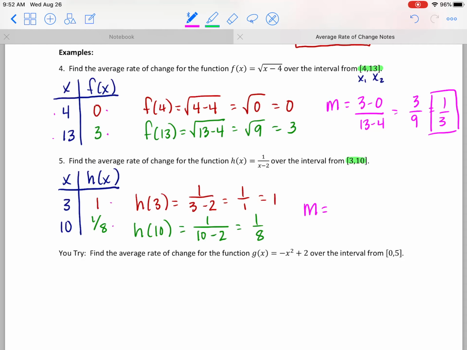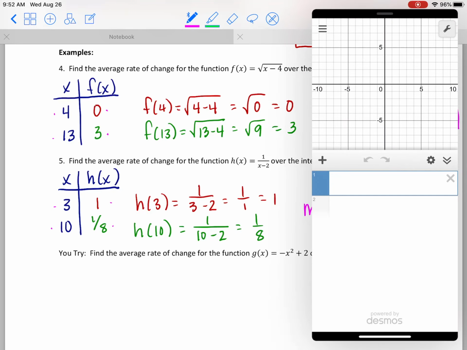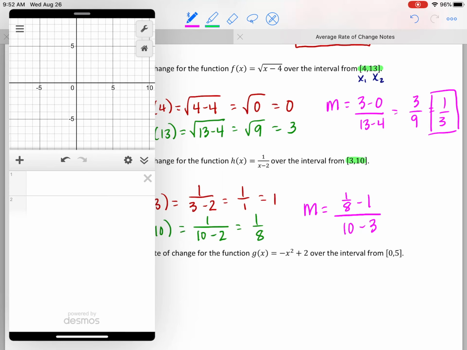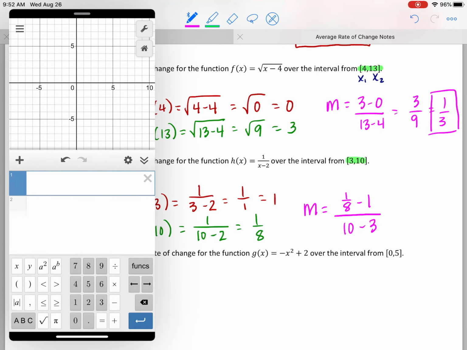So y2 minus y1 is 1/8 minus 1 in the top of the fraction, and then x2 minus x1, so 10 minus 3 in the bottom. Now this is absolutely arithmetic that you should be able to do, but I wouldn't do it myself. I don't want to risk making any silly mistakes, so I'm going to go ahead and go to my calculator. Desmos is really nice, okay?